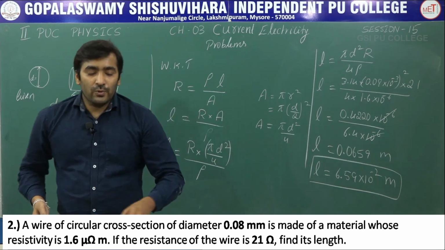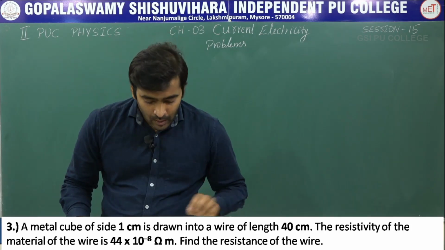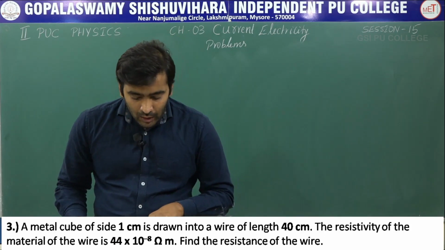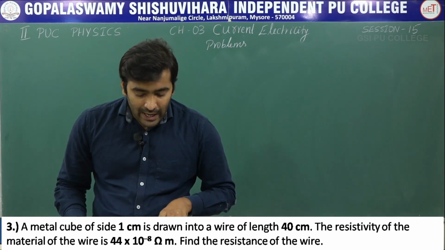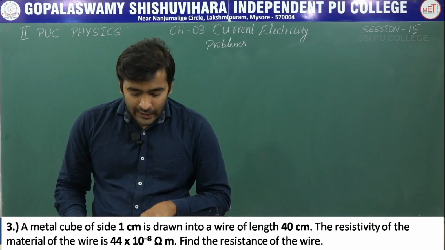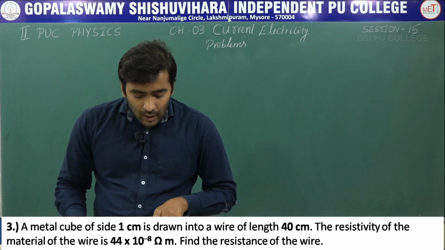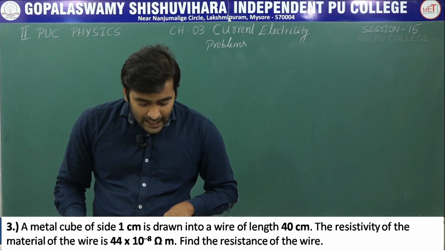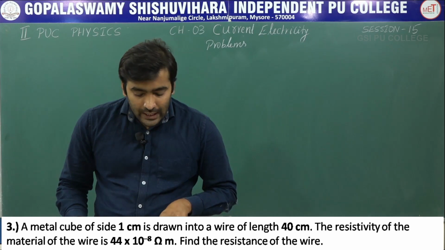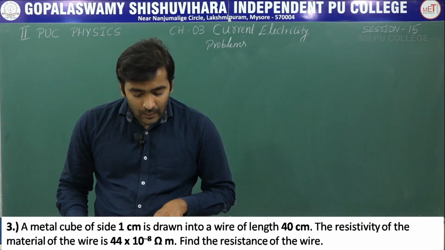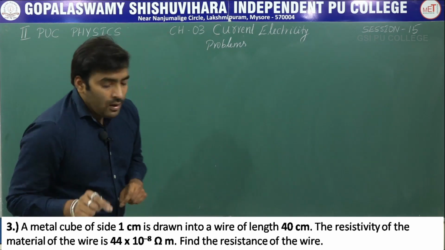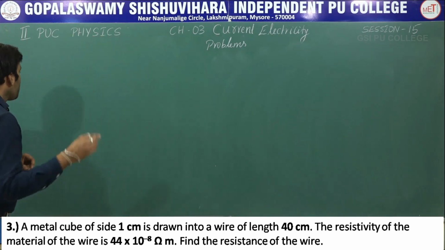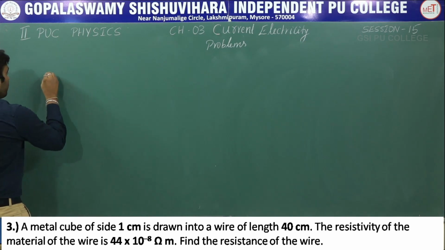Next we will move on to the next one. The next problem is a metal cube of side 1 centimeter is drawn into a wire of length 40 centimeter. The resistivity of the material of the wire is 44 into 10 power minus 8 ohm meter. Find the resistance of the wire. Let's understand the problem here. So we have a metal cube.